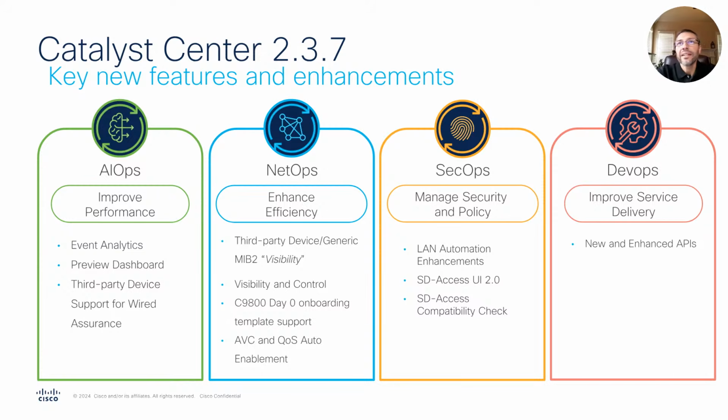So when we look at 2.3.7, some of the key new features and enhancements that were brought in for your AI apps, to improve performance: event analytics, your preview dashboards, new third-party device support, and support for wired assurance there. In the NetOps, we've got enhanced efficiency, your third-party generic MIB2 visibility, so visibility and control, our Cisco 9800 wireless LAN controller, onboarding template support, and then your AVC and QoS auto enablement.